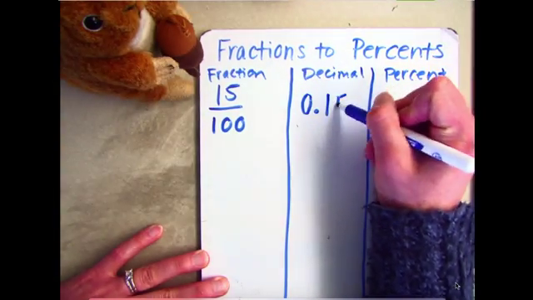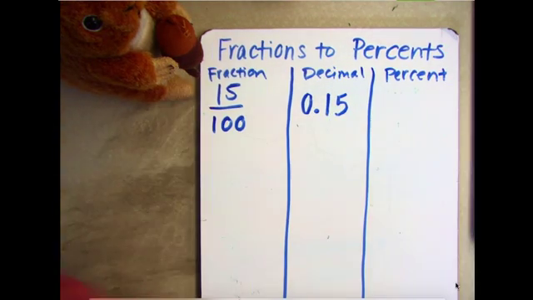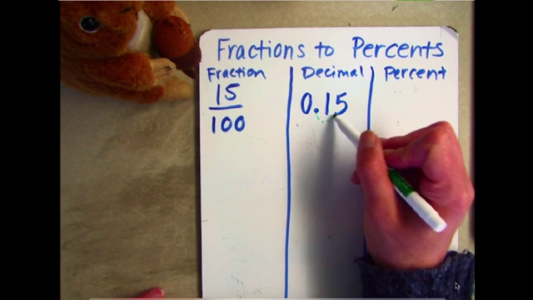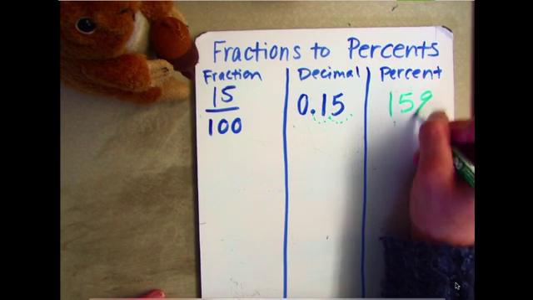So if we were to do, once again, the fraction 15/100ths, you know to write that as the decimal 0.15. And one of the ways I taught you to find percent is that you take the decimal point and you move it over 2 places to the right. So your percent would be 15%.